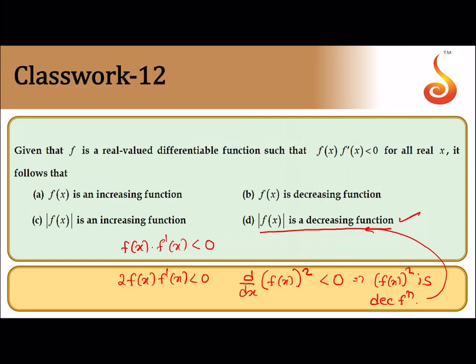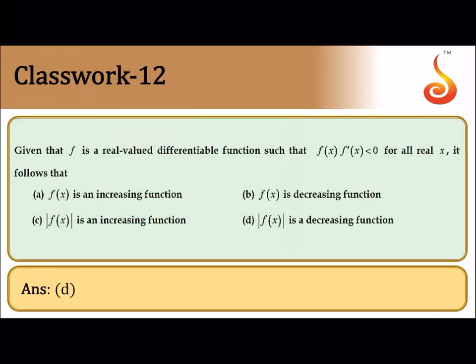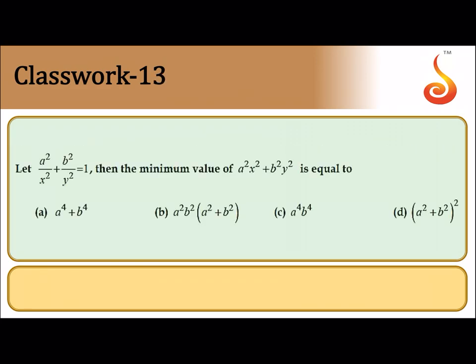So this is the trick behind this. f(x) into f dash x less than 0. You multiply by 2. 2 into f of x into f dash x less than 0. d by dx of f of x whole square is less than 0. Implies f of x whole square is a decreasing function. This implies mod f of x is a decreasing function. Remaining all options can't be possible. It's not at all possible. So obviously option D is correct.